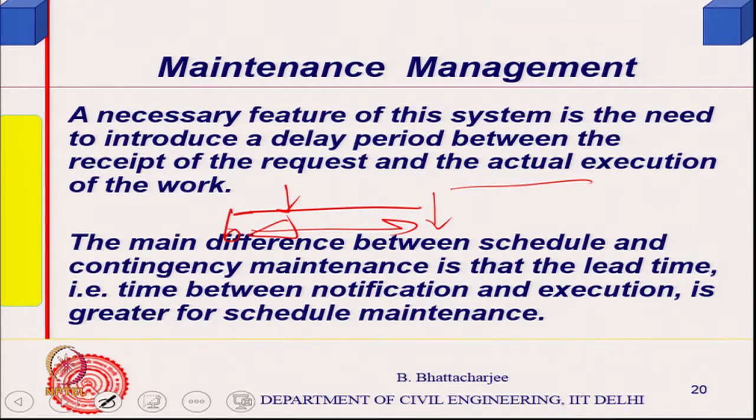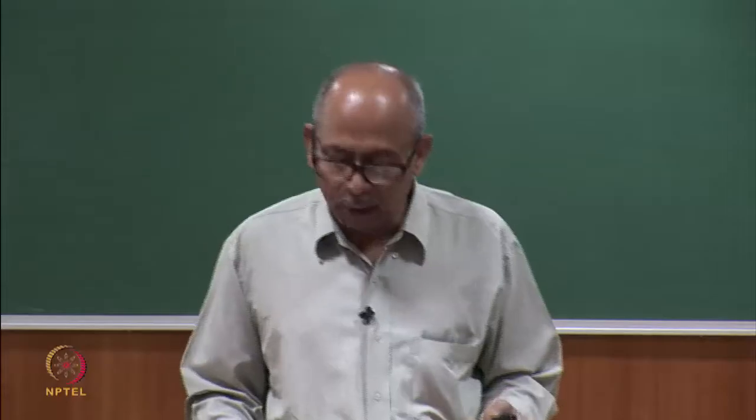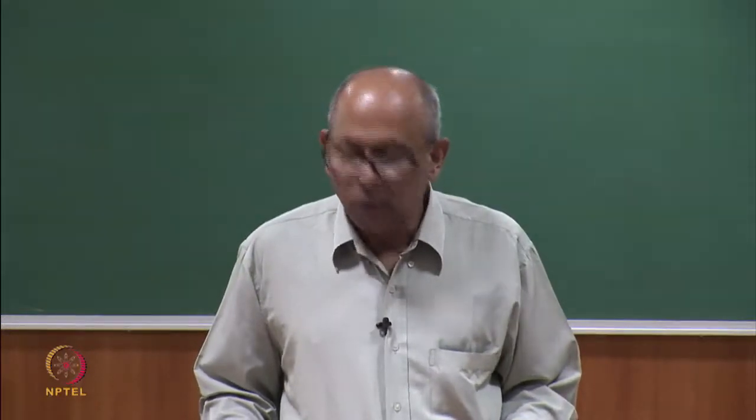So, it is essentially the delay period, this is called the delay period. The main difference between scheduled and contingency maintenance is the lead time, that is, the time available between notification and actual execution. If this is greater, then I put it in scheduled maintenance; if the time available is short, then I put it in contingency.